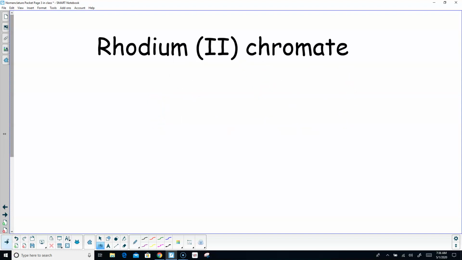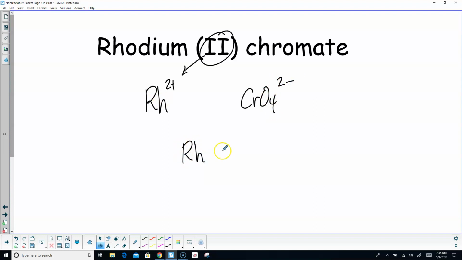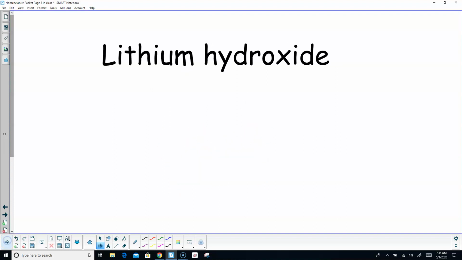All right, so now we're writing some formulas. Rhodium 2 chromate. So rhodium 2, that tells me rhodium's charge is 2 plus. That's what that Roman numeral tells me. It is the charge of the metal. Okay, it's not telling me how many rhodiums. It's not telling me how many chromates. It's simply the charge of the metal. Chromate is CrO4, and its charge is 2 minus. Notice they're equal and opposite, so they cancel. That 4 doesn't move because it's part of chromate's formula, RhCrO4.